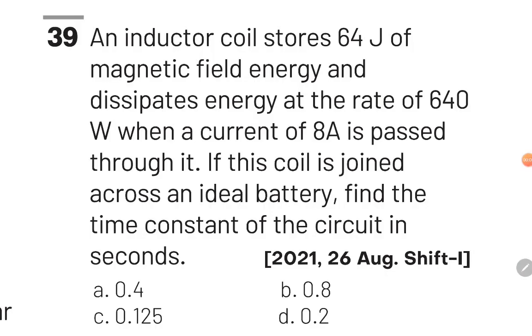Yes students, the 10th question of this chapter is, an inductor coil stores 64 joules of magnetic field energy and dissipates energy at the rate of 650 watts when a current of 8 ampere is passed through it. If the coil is joined across an ideal battery, find the time constant of the circuit in seconds. Guys, in this question, we will first use the formula of magnetic field energy stored in an inductor. This formula is magnetic field energy is equal to half L i square. Guys, by using this formula, we'll find the value of inductance L.